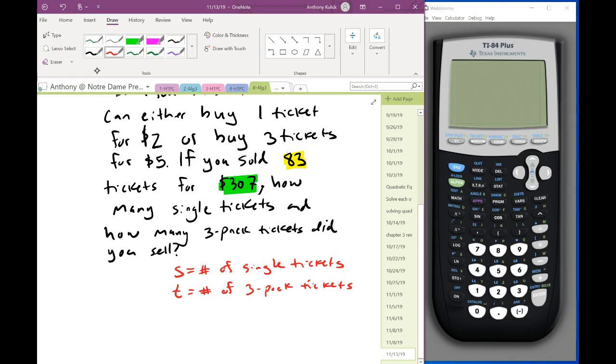What do those 83 total tickets include? Both sets, right? So if you knew the number of single tickets and you knew the number of 3-pack tickets, how much would that be? It would be 83, right? So I can say that.